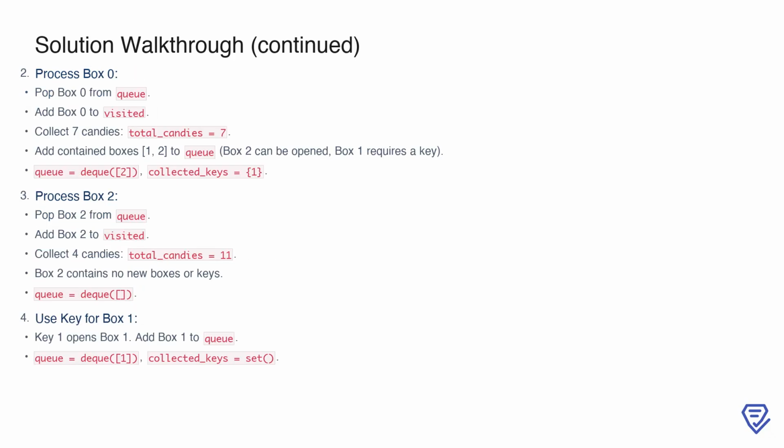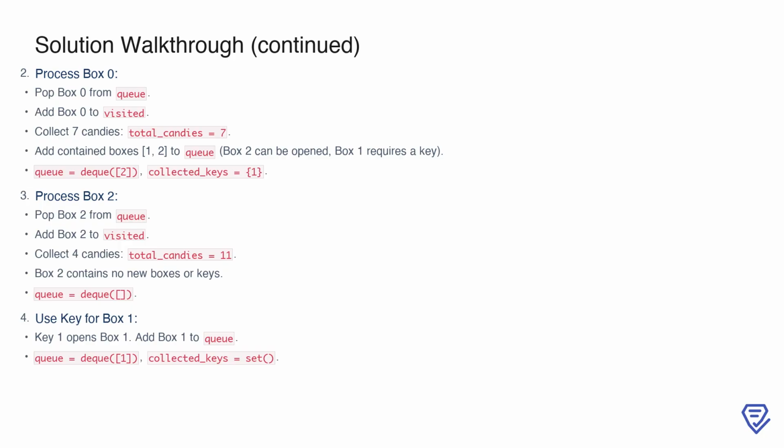We now process box 0. First, we remove it from the queue and mark it as visited. Box 0 contains 7 candies, so we add this to total_candies, making it 7. Next, we add the boxes contained within box 0 to the queue. Box 2 is directly added because it's open, but box 1 requires a key. However, box 0 provides us with key 1, so we add this key to collected_keys. After processing box 0, the queue holds box 2, and key 1 is stored in collected_keys.